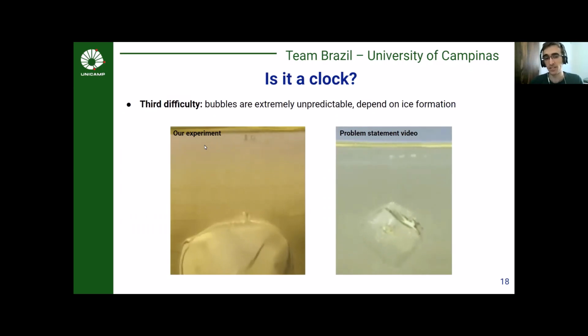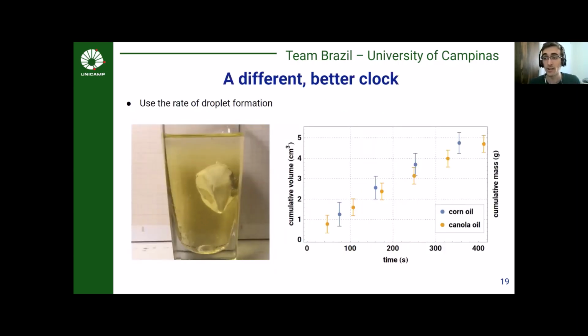So the third difficulty is obviously that bubbles are extremely hard to predict, and it depends on the specific procedure chosen for ice formation. So we'd like to propose a different, arguably better clock, since we have discussed that the original idea would be a little bit unreliable, inconsistent, expensive, and hard to use. So what we do is we use the rate of droplet formation, right? So here's an ice cube put inside corn oil and baby oil, and we track the cumulative volume of molten water which is deposited as a function of time for both vegetable oils.